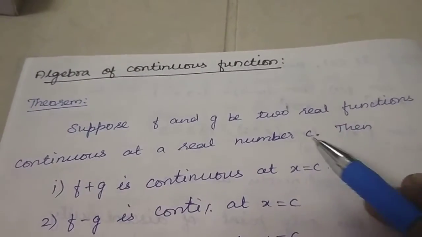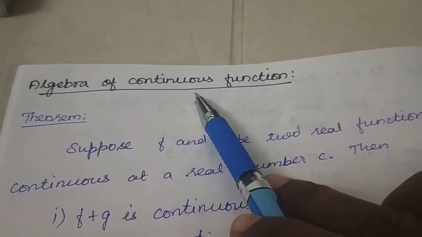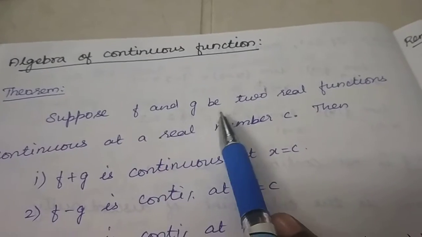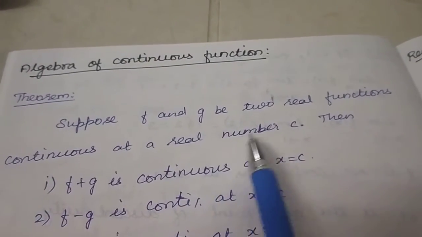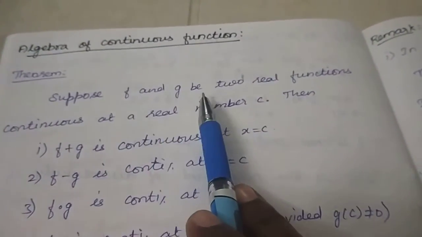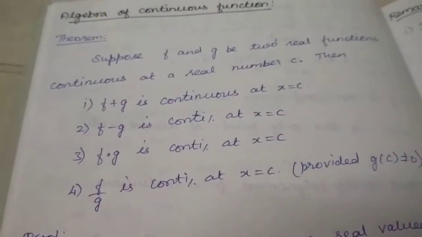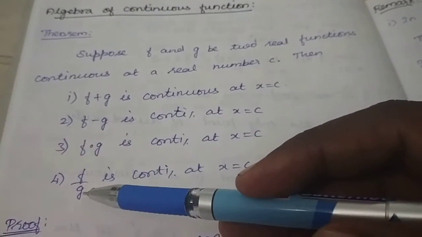Good morning, students. Now let us see the topic algebra of continuous functions. Suppose f and g are two real functions continuous at a real number c. Then we can perform the four operations: addition, subtraction, multiplication and also division.